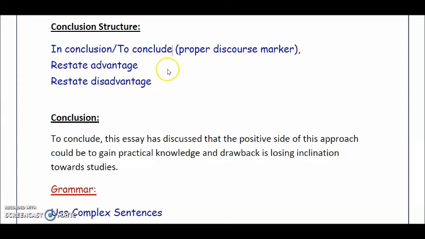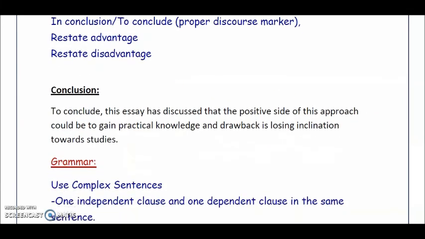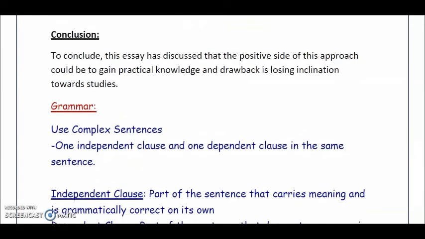Do not write any unacademic markers like to sum up, all in all, in a nutshell. They might be allowed, but they are not very effective. So it's better to use either of these two. Then we will restate our advantage, restate our disadvantage. So basically in conclusion, you are just paraphrasing things that you have already stated earlier. You are not supposed to write anything new.